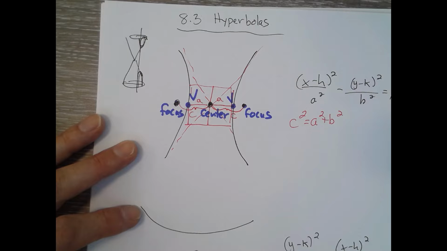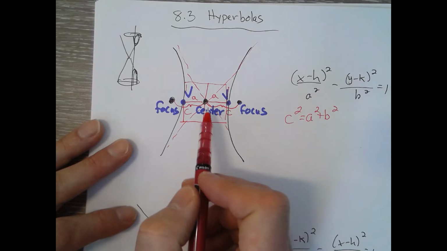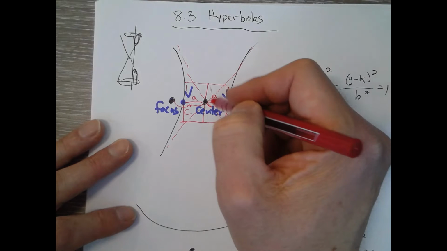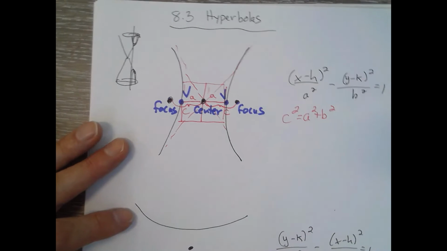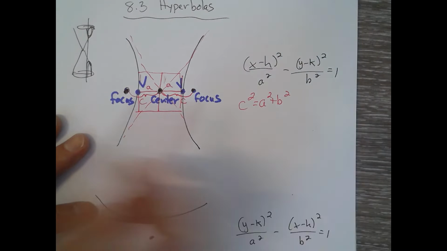I've made a mess of that, haven't I? All right. So A is the distance from the center to the vertex, C is center to the focus, and B is this. B will become more clear once I give you an example. And the relationship is C squared equals A squared plus B squared.